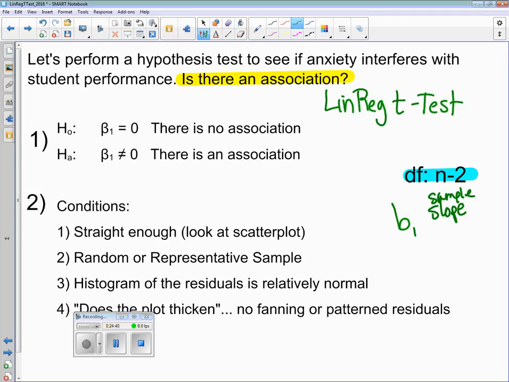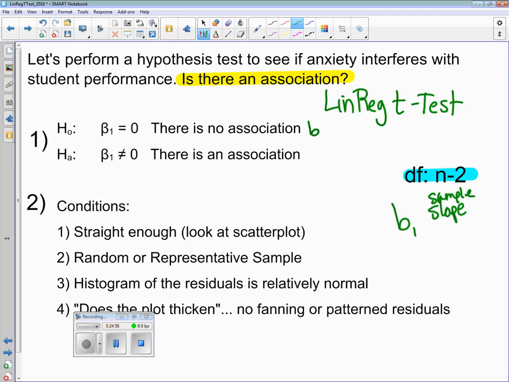Whenever we write the hypotheses, we're always talking about a population parameter. So we're always going to use the parameter values. So that's just why it's a capital B. That's the only reason, okay? It's a beta, a B with a little tail.